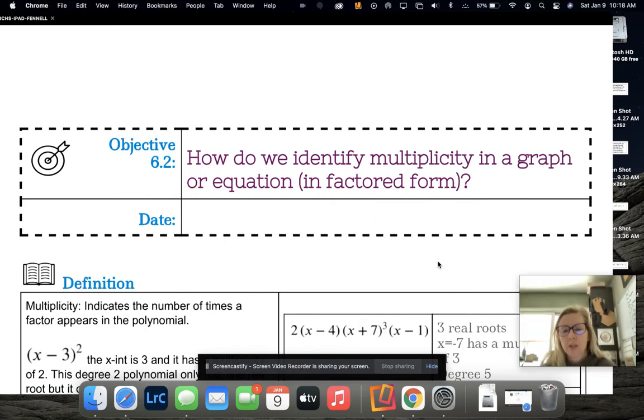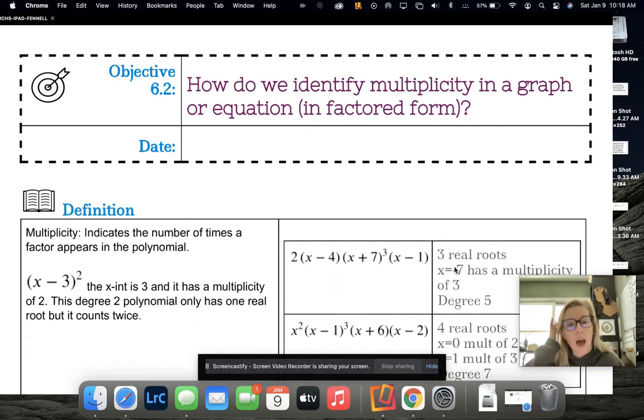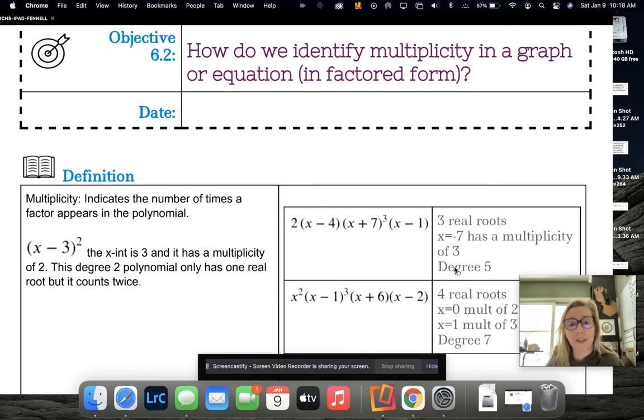All right. So what I'm going to talk to you about today is that multiplicity business that we touched on last week. So how can we identify multiplicity in a graph or an equation that's already in factored form for us? Later this week, we're going to talk about how we can actually factor polynomials, and so we'll be using that going forward even when we have standard form. But for now, just with factored form.